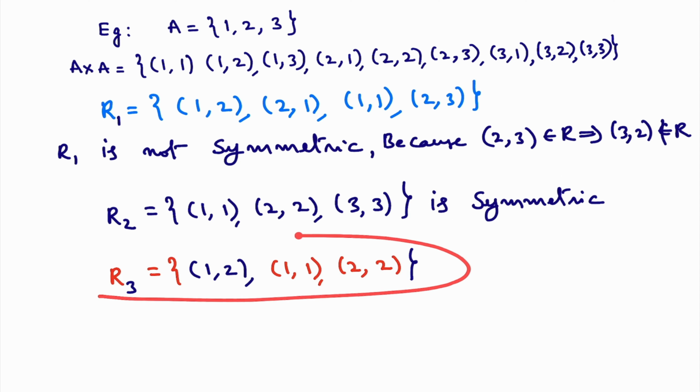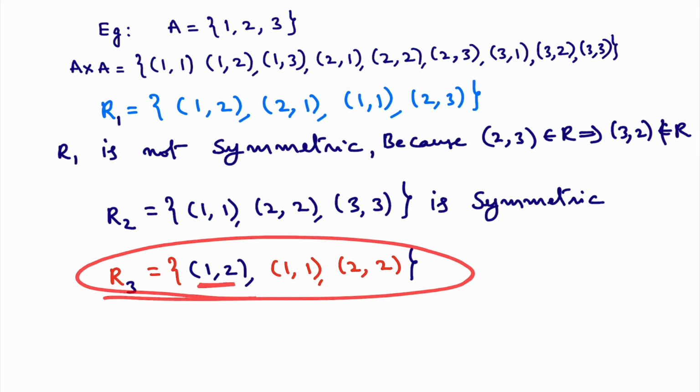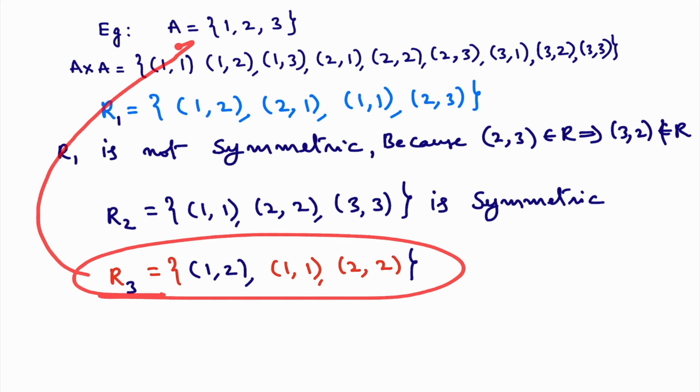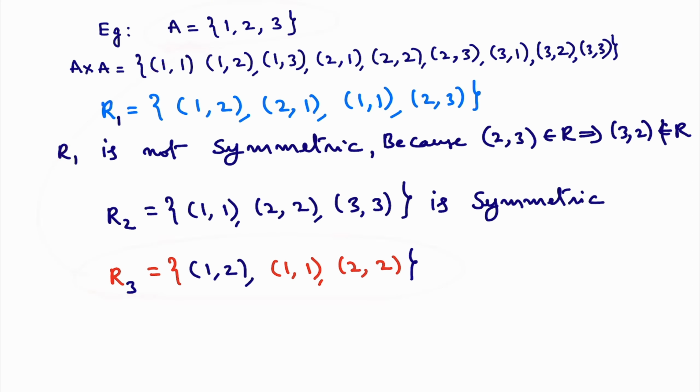You please observe this relation. Is it a subset of A cross A? (1, 2), yes, it is there. (1, 1), yes, it is there. (2, 2), yes, it is there. It is a subset of A cross A. So this is a relation on A. Is this relation symmetric on set A?